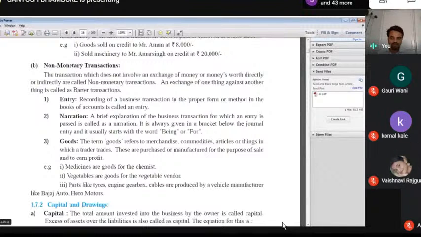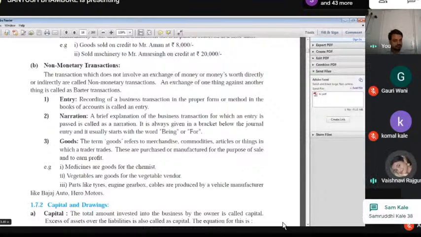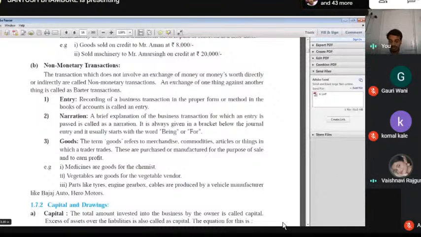Okay. Can you give me one example, Vaishnavi? Vaishnavi, my voice is coming. Can you give me one example? Okay, speak now. A mother gives 10 rupees to her son. Okay. So who is the debtor, who is the creditor? Mother is creditor and son is debtor.